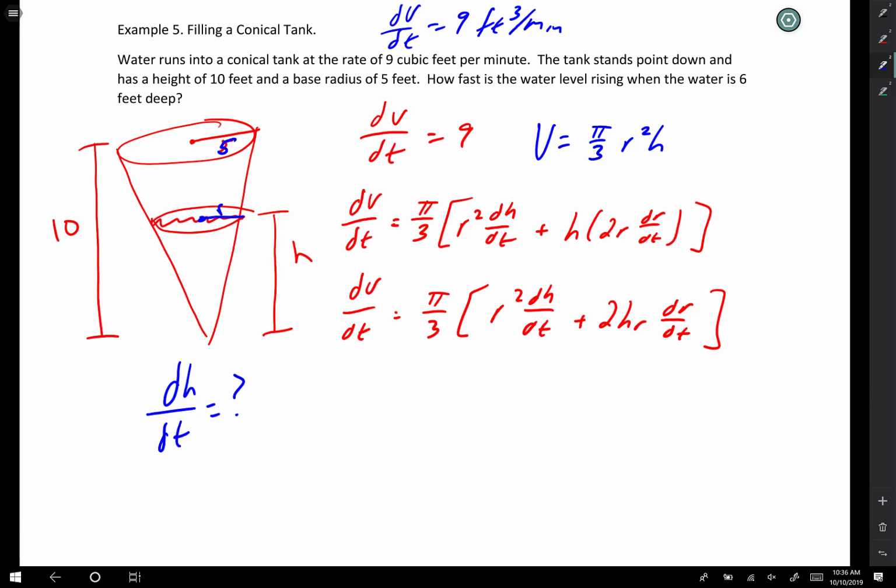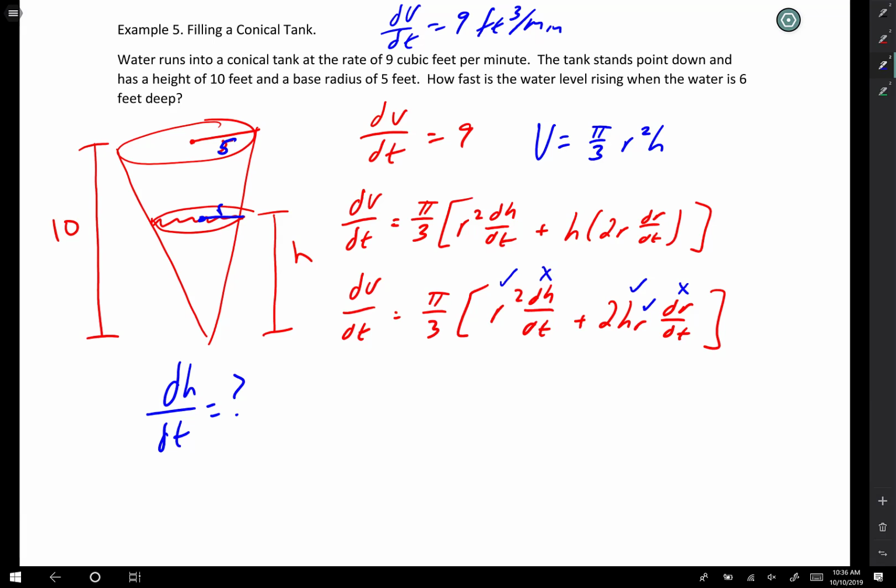So let's see if I have everything I need to figure this out. Do I have the radius? Not directly, but I kind of have it. They give me the base radius, but I need to know the water radius. I don't know dH/dt, that's what I want to figure out. They tell me the height of the water, and I have the radius, not directly. I'm going to tell you how to get that. And I don't have the dr/dt.